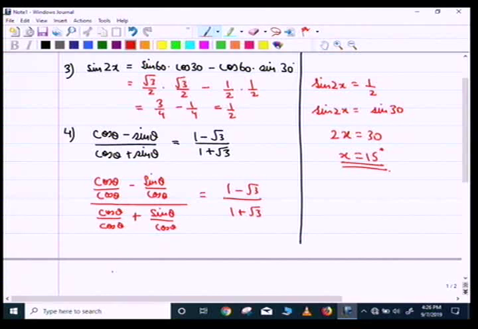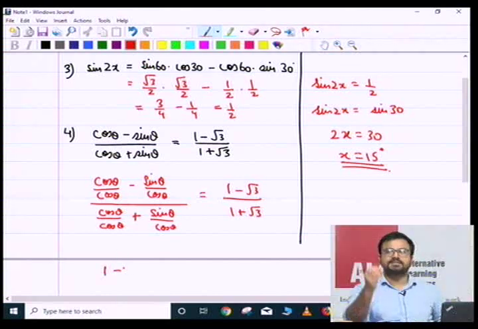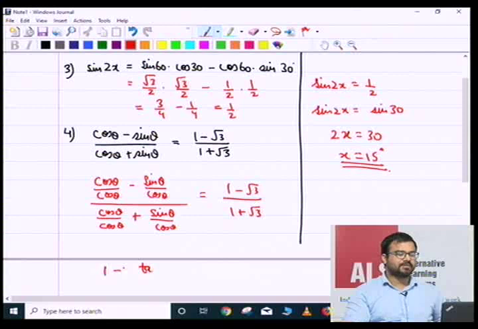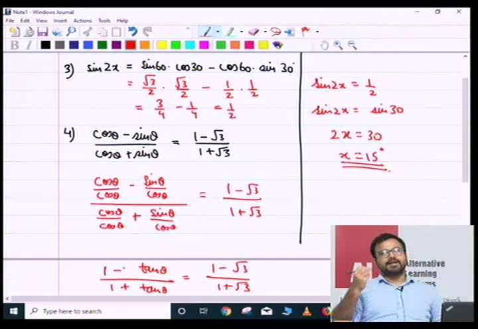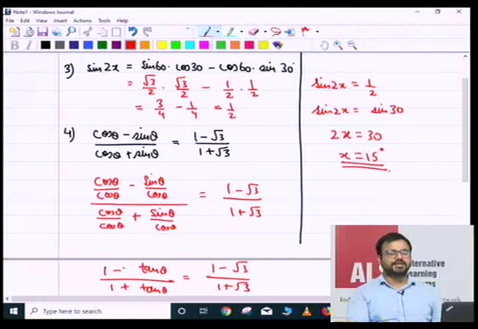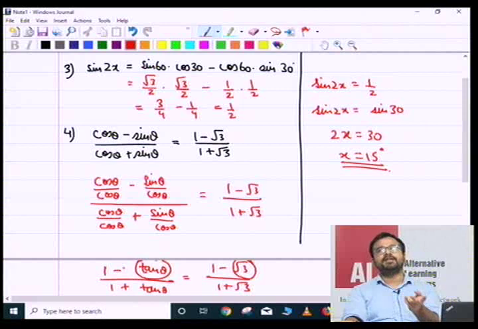So cos by cos will become 1, and sin by cos will become tan theta. So we get 1 minus tan theta over 1 plus tan theta is equal to 1 minus root 3 over 1 plus root 3. Now you can say it by inspection. By inspection means if you compare the left hand side and right hand side, in place of this tan theta we have root 3, because the expressions are the same on both sides. So by comparing, we can say tan theta is equal to root 3.